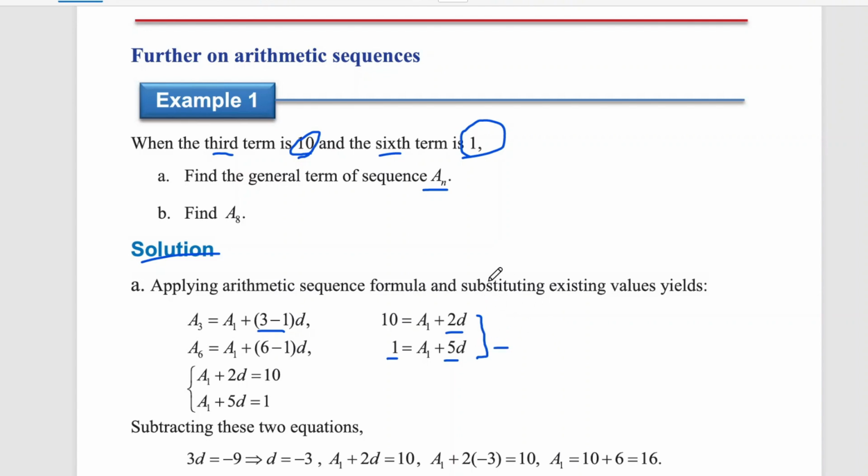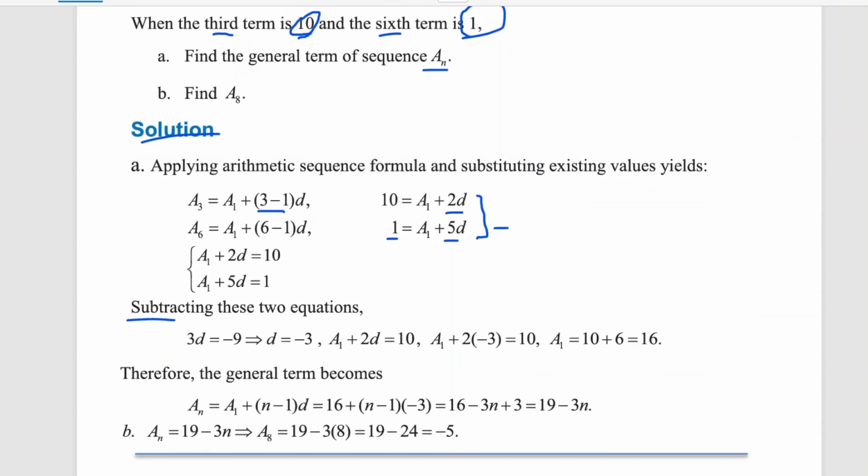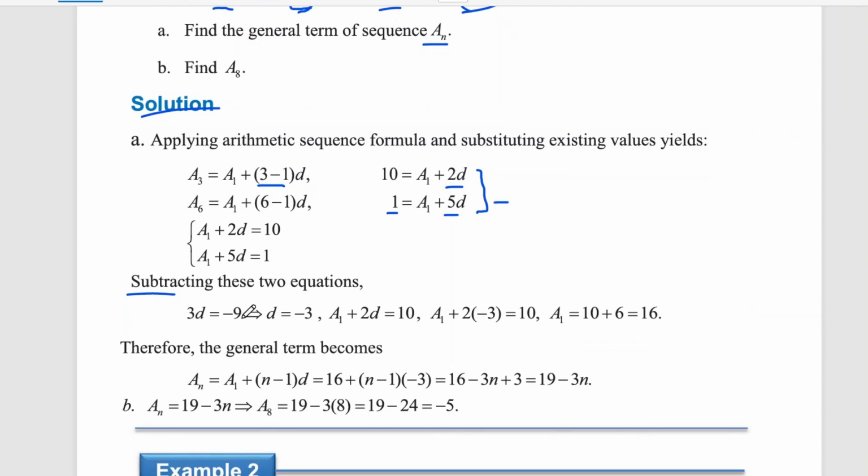Okay, subtracting those two equations, when we subtract one from the other, since A1 is equal in both, it becomes 0. So we are left only with d. Okay, so subtracting, 5d minus 2d is 3d, and this term is 0. 1 minus 10 is minus 9, then 3d equals minus 9, then d is equal to minus 3. So to find A1, we can simply substitute d in one of these equations.